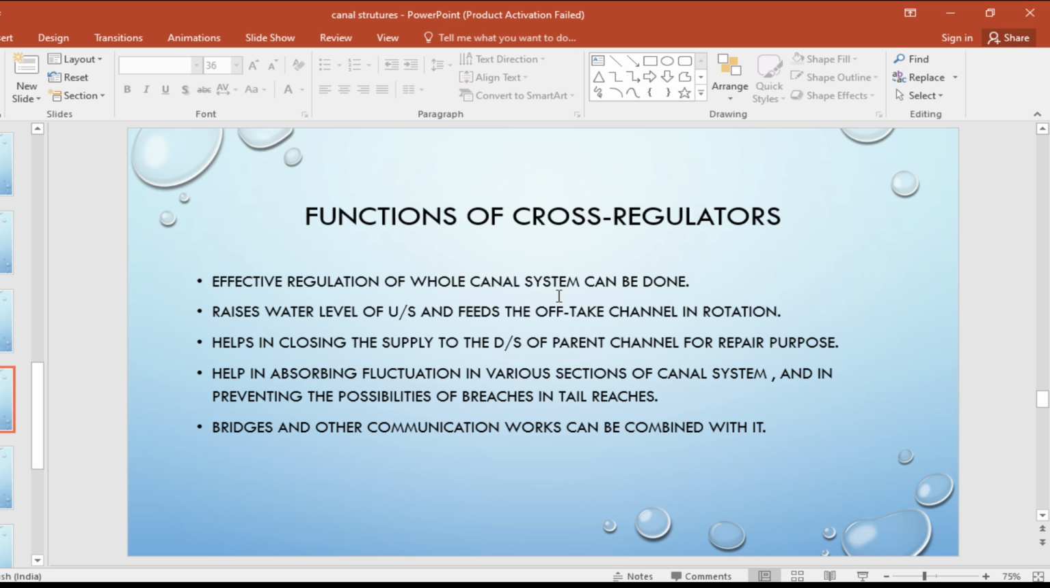Okay, lastly, incidentally, the bridges and other communication works can be combined with these cross regulators. Okay, the bridges and other communication work we can combine with the cross regulator also. So this is also a major canal structure with the help of which we can do a lot of activities.